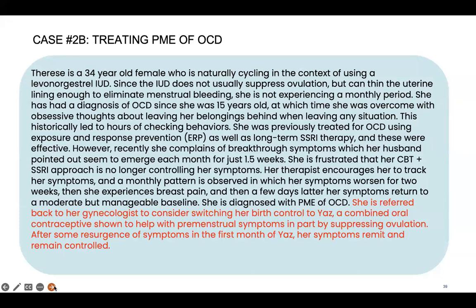She was then referred back to her gynecologist to consider switching her birth control to Yaz, a combination oral contraceptive shown to help with premenstrual symptoms, in part by suppressing ovulation. After some resurgence of symptoms in the first month of Yaz, her symptoms did remit and remained controlled afterwards. So Yaz was an effective treatment for her PME of OCD.